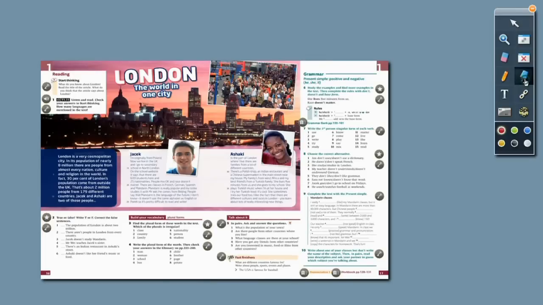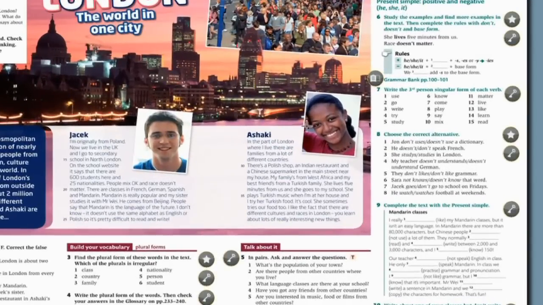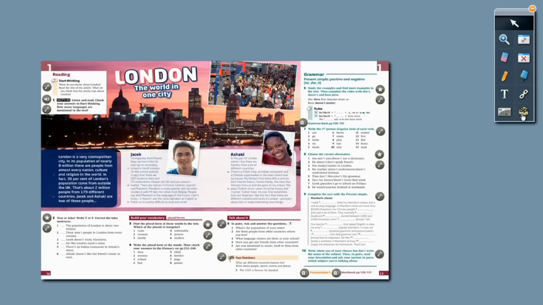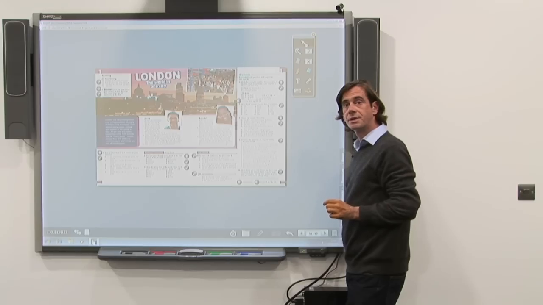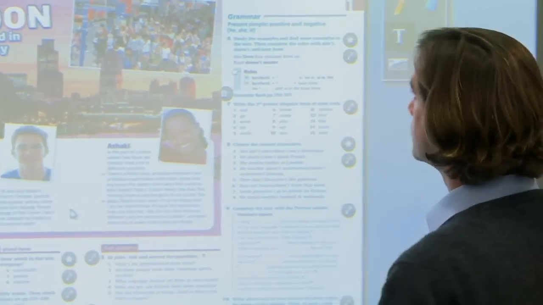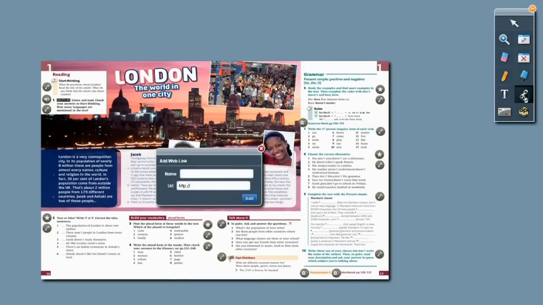You can highlight text. Shade the screen or spotlight part of the page. You can also add a post-it note or even add a web link.